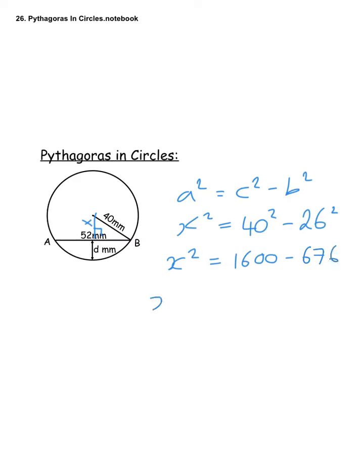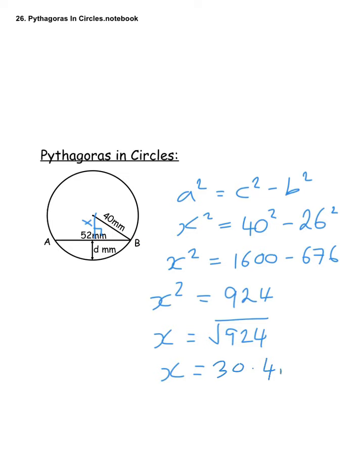So if we do a quick subtraction, x squared is equal to 924. And x is going to be the square root of 924. X is equal to 30.4 millimeters. Okay, that's not our final answer.